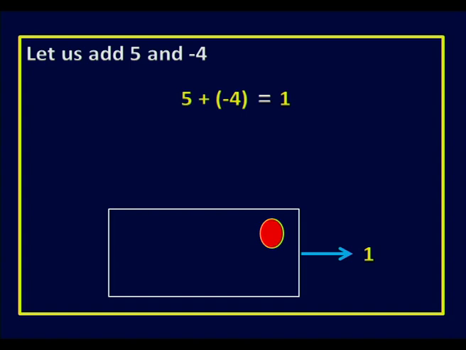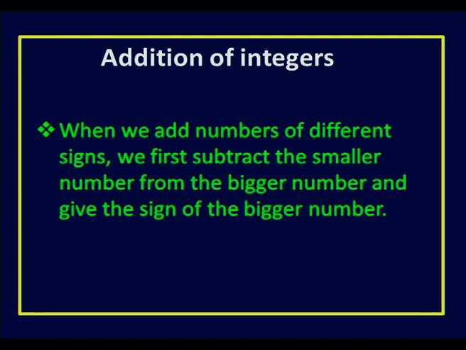Got it, children? Now, here when I added 5 plus -4, that is a positive and a negative number, I got a positive integer, isn't it, children? Whereas in the previous case I got a negative integer, and in this case I got a positive integer. Now, what do we conclude from this, children? So, I can write: when we add numbers of different sign, we first subtract the smaller number from the bigger number and give the sign of the bigger number. This is what we conclude from the above two examples, children.